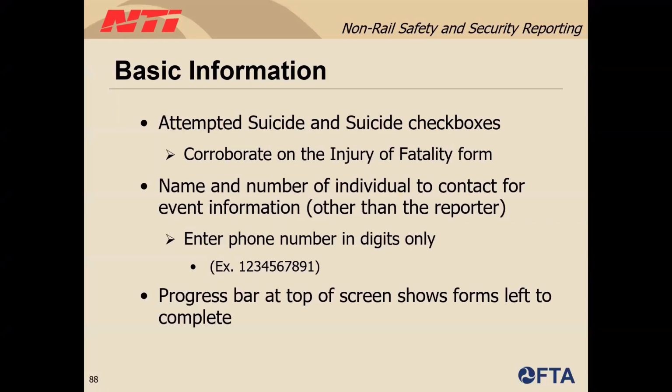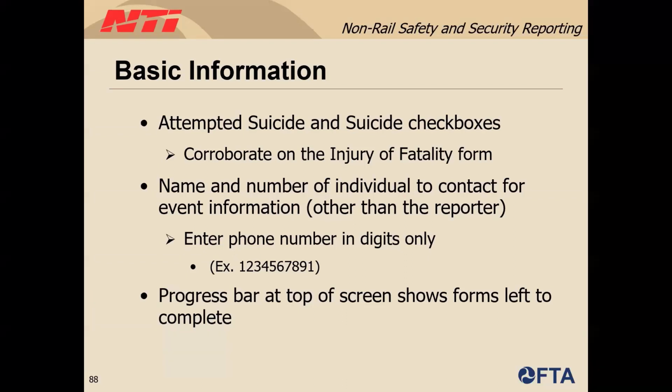The basic information screen now includes attempted suicide and suicide checkboxes when the event type is a collision. This is corroborated by the same checkbox on the injury or fatality form. The last piece of information is the name and phone number of someone to contact for additional information regarding the event. You do not need to enter the name of the person if they are the person reporting the event.